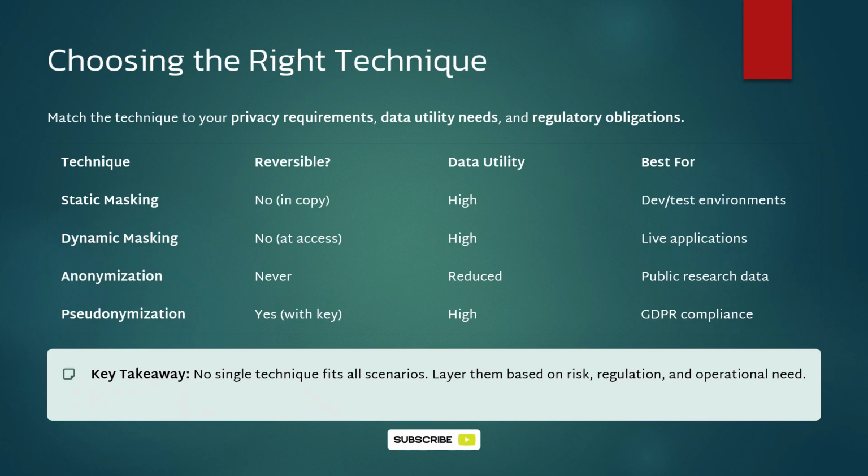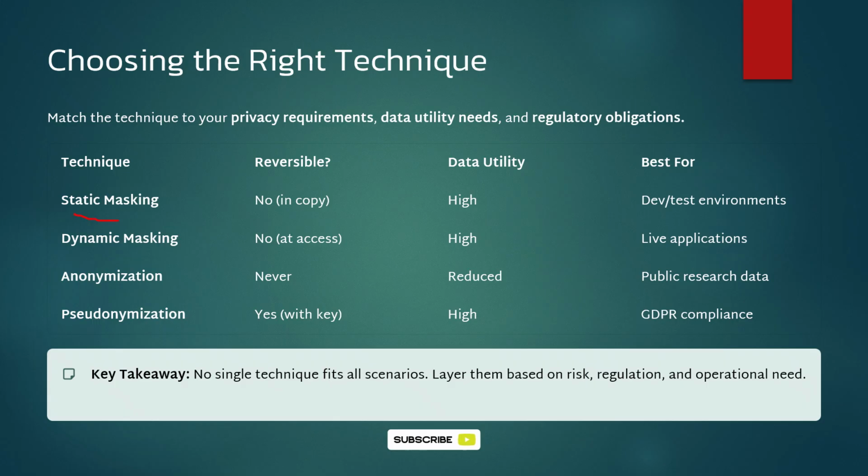So this is a very good table. Take a screenshot of this table and use it for your reference in future. It shows what masking, anonymization, and pseudonymization are, what the utility is, and what each is best for. Let's quickly have a recap.